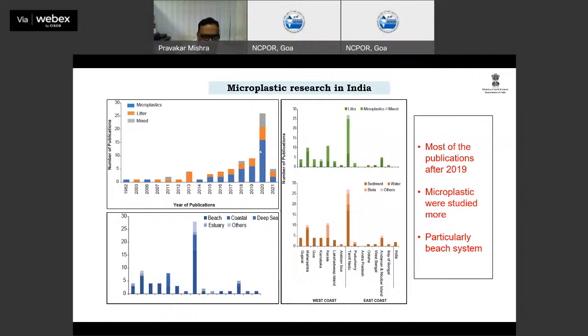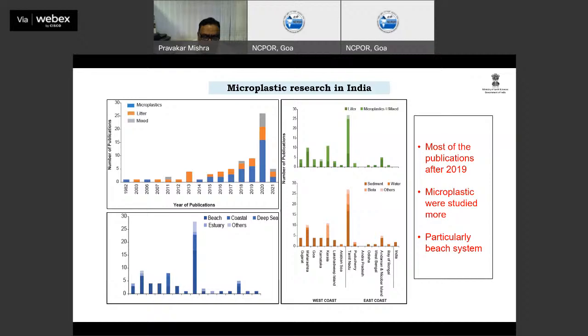But there is a sudden jump in 2019 and 2020, and a lot of universities, a lot of researchers started showing interest to work on microplastic related contamination, and started collecting the information. Most of the earlier information was limited to the beach system only, which later on people started working on biota, on different aspects of coastal sediments and coastal waters.